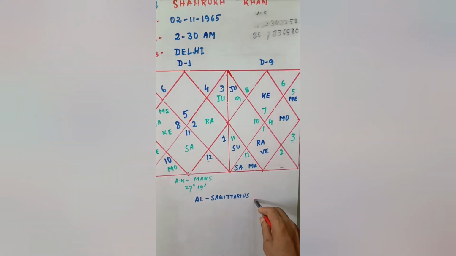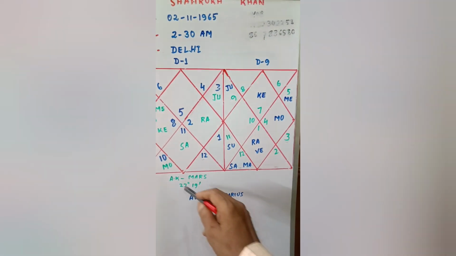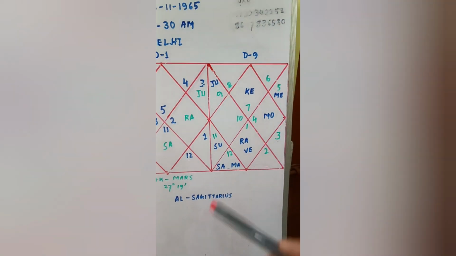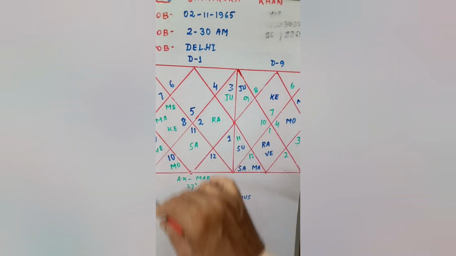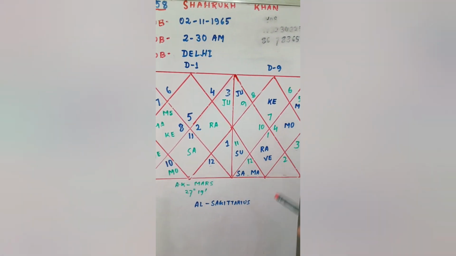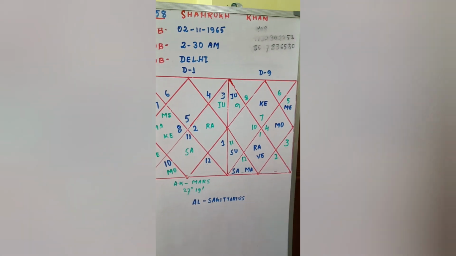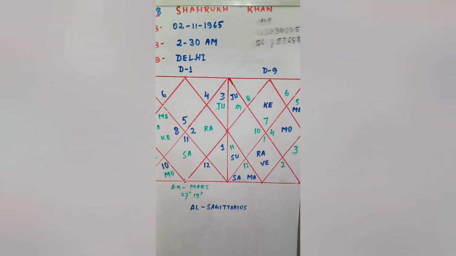Here the Arudha Lagna is the fifth house, the Sagittarius sign. That is also Jupiterian in nature. So by his intelligence, by his hard work, by his dedication, he crossed over all the hurdles of life and got his destiny, one of the best celebrities of Bollywood.